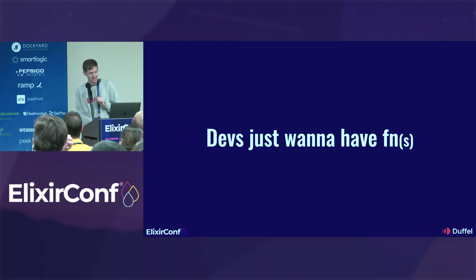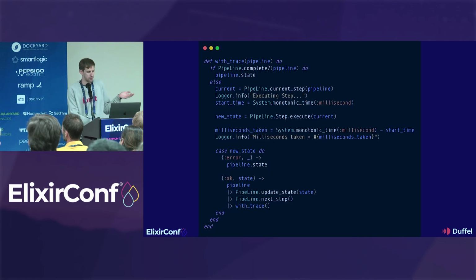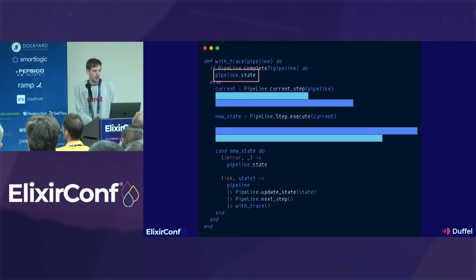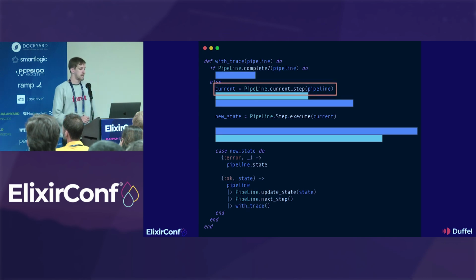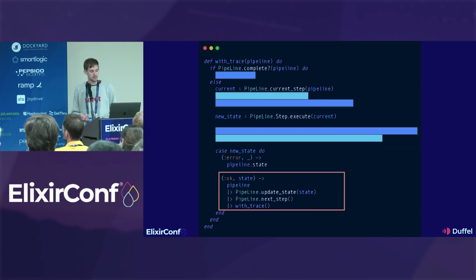I know what you're thinking: you just add more functions, right? So you add a next step, a previous step, a current step into the pipeline, and then you change your with trace function. And all we do now is call the pipeline module and hide loads of implementation details in there. Cool, so that means if the pipeline implementation changes, you can change it in one place and nothing else breaks in your system, right? And that's cool, that's probably what I would do, to be honest.